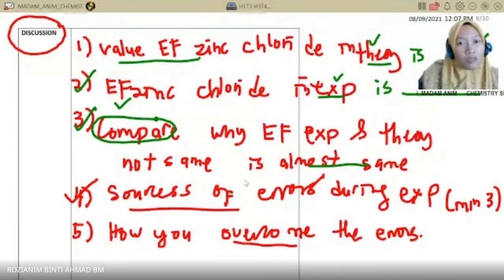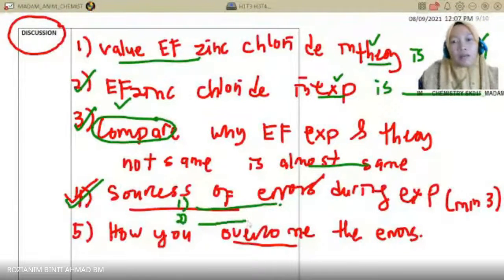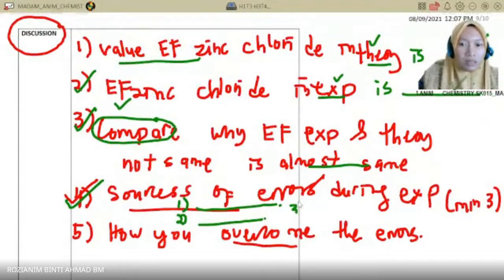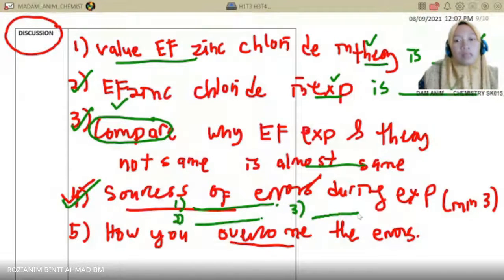So bila you sebut je some error present during experiment, so kita akan senaraikan error during experiment. Okay, the first error, number 1 Roman, apa error pertama? Number 2 Roman, apa error yang kedua? Number 3 Roman, error yang ketiga. Okay, so therefore, to overcome the errors during the experiment are what?